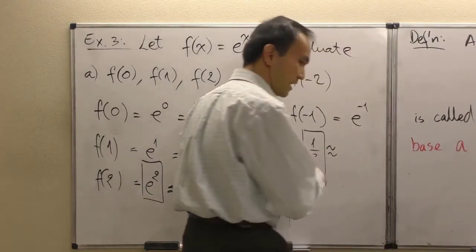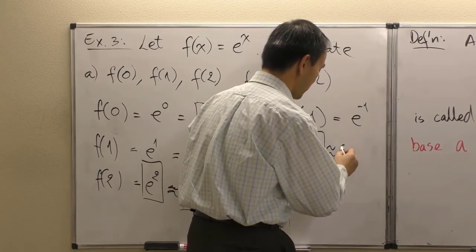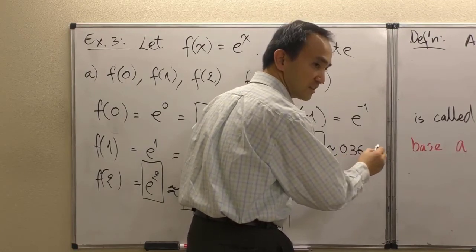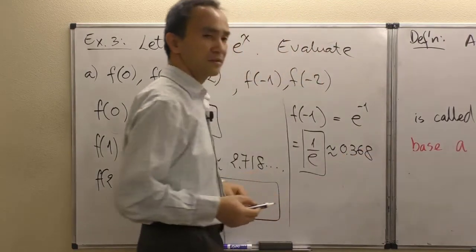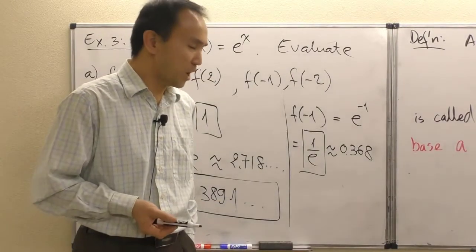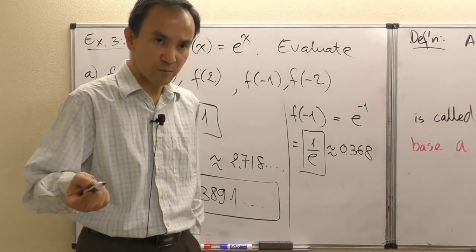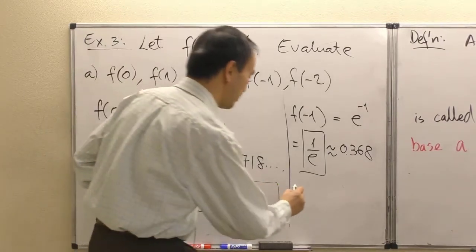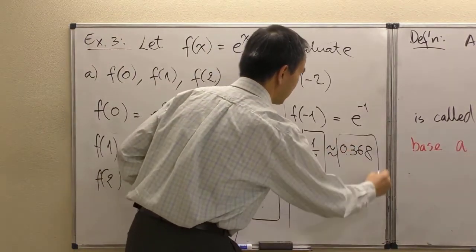All right, so that is 0.368, if we round to 3 decimals. But I said again, watch out for your rounding requirements in every different problem. Okay, so now the last one here, and that was our answer there.